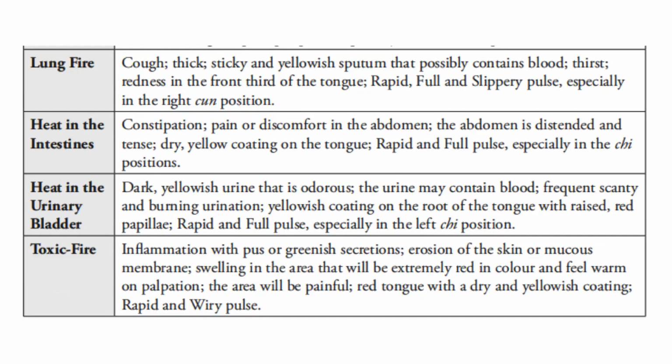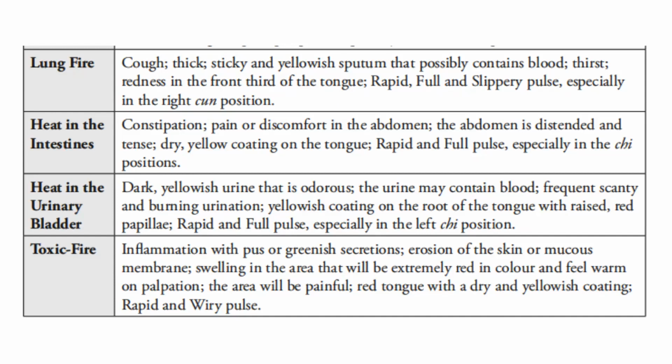right cun position. If there is heat in the intestines, there will be constipation, pain or discomfort in the abdomen. The abdomen is distended and tense. There will be dry yellow coating on the tongue, a rapid and full pulse, especially on the chi position. If there is heat in the urinary bladder, there will be dark yellowish urine that is odorous. The urine may contain blood. There will be frequent scanty and burning urination, yellowish coating on the root of the tongue with raised red papillae, rapid and full pulse, especially in the left chi position.